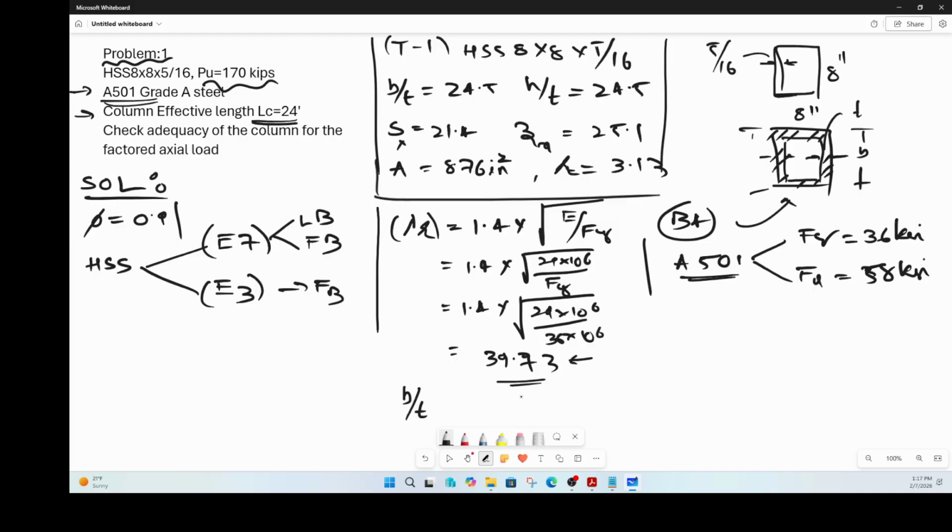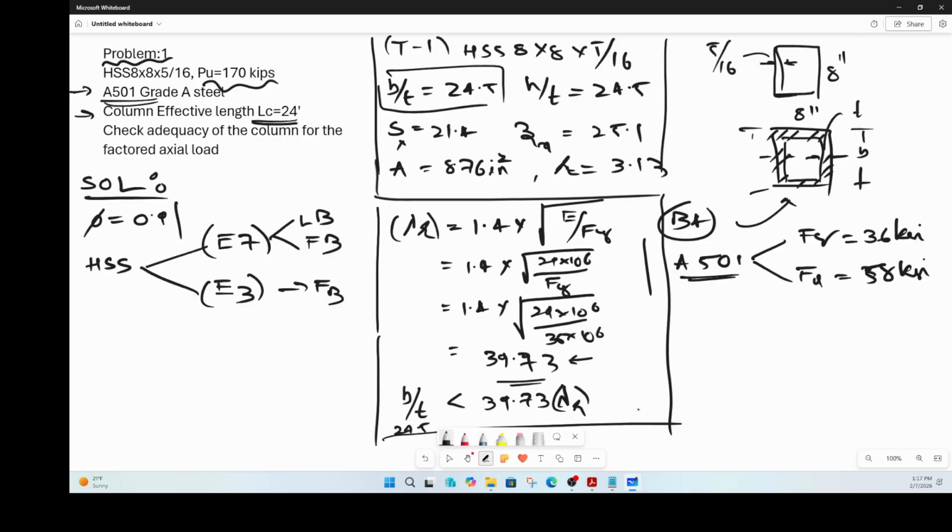Then we'll have to get into the code. So the b by t for this section is given as 24.5. That means b by t, which is 24.5, is less than 39.73, which is my upper limit lambda r. That means I don't have slenderness related issues. So I don't have to check the local buckling, because my members are not slender. I only have to worry about flexural buckling.